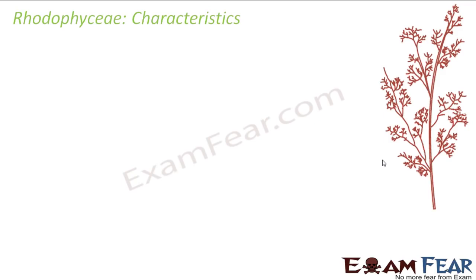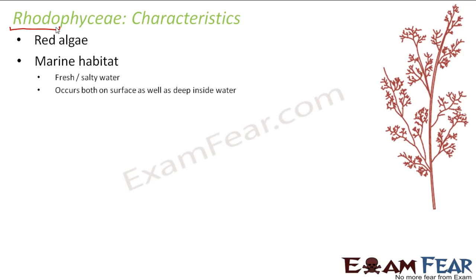Okay. With this we end our discussion on Phaeophycae. Let us now talk about Rhodophycae. Rhodo is from the term red. So these are the red algae. Talking about their habitat, they have marine habitat, mostly fresh water or salty water as well. They occur both on the surface as well as deep inside water. On the surface of the water also you can sometimes find red algae, a red colored thing seen on the surface of water, that is red algae.